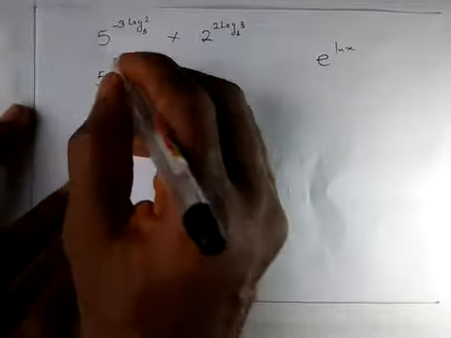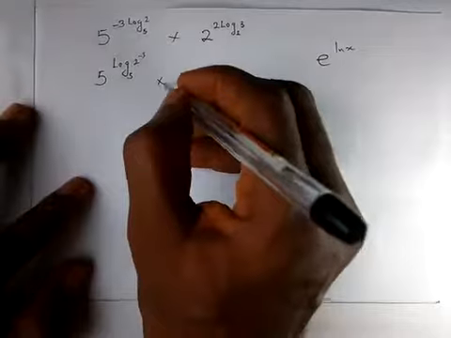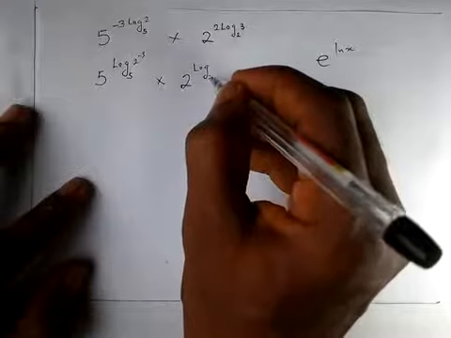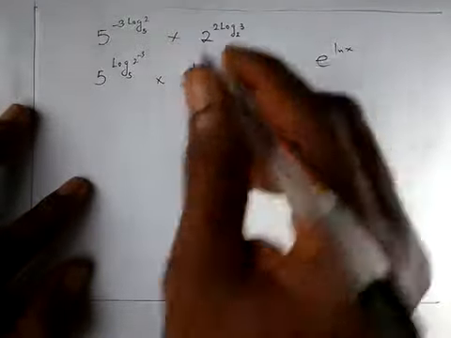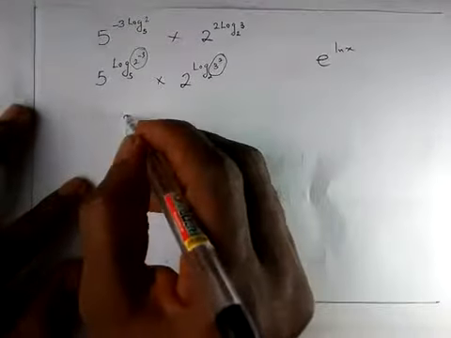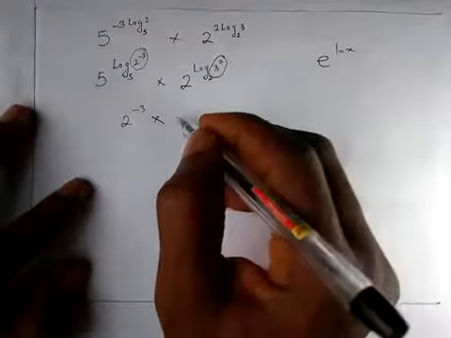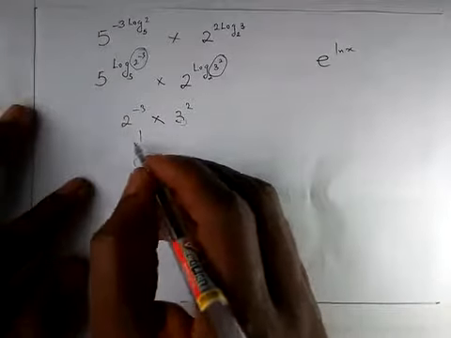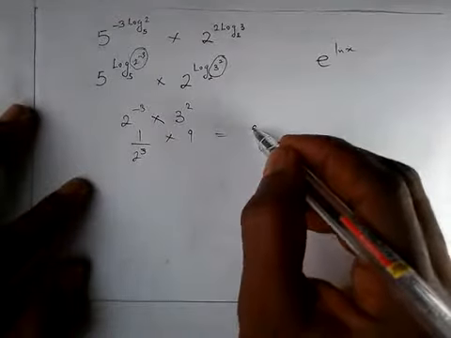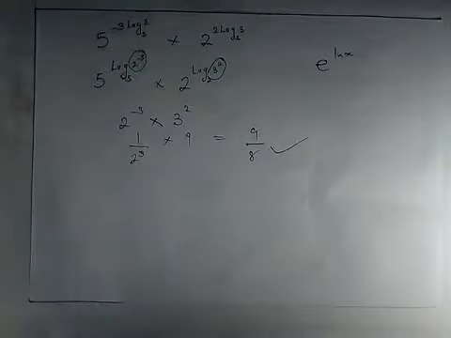So this is 5 raised to power log 2 raised to power minus 3 to base 5 times 3 raised to power 2 log 2 to base 3. What is here is what is here, so this is the answer. That's 2 raised to power minus 3 times 3 raised to power 2. This is 1 over 2 raised to power 3 times 9, and that is 9 over 8.